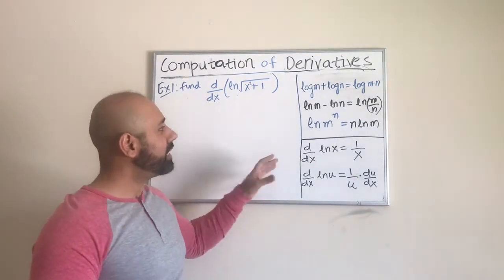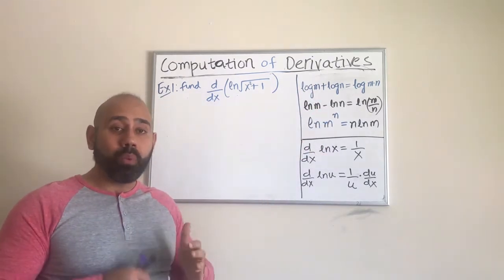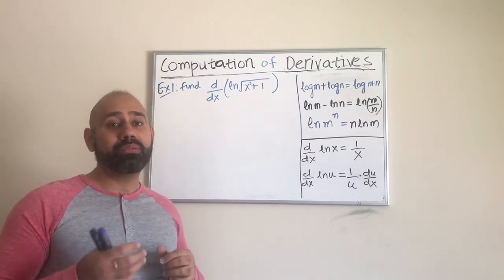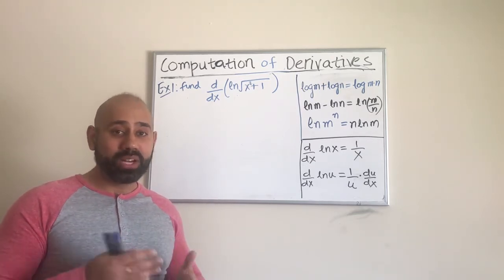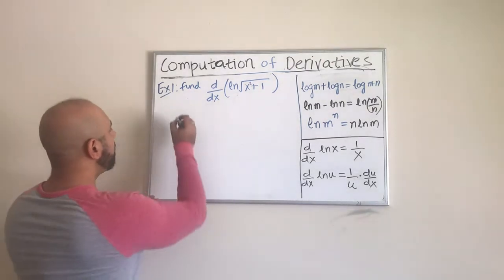That's the reason why I have all these properties here, and the other reason is that I want to let people know that the properties are going to be very useful and important when we are trying to evaluate derivatives. It's going to make our life easier. So how can we use the property here?